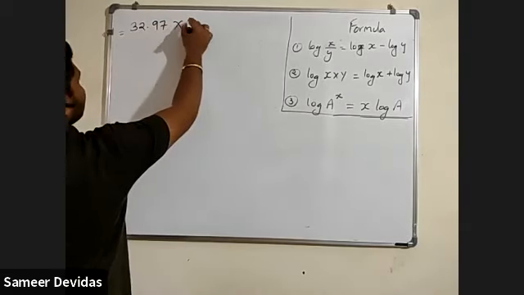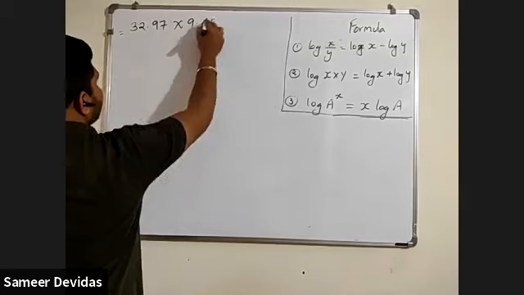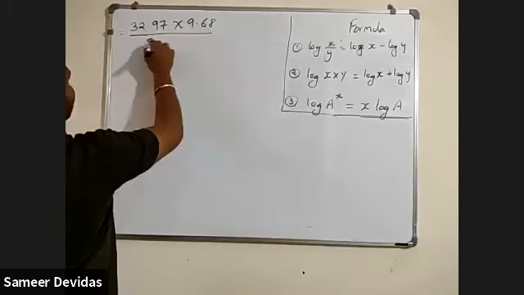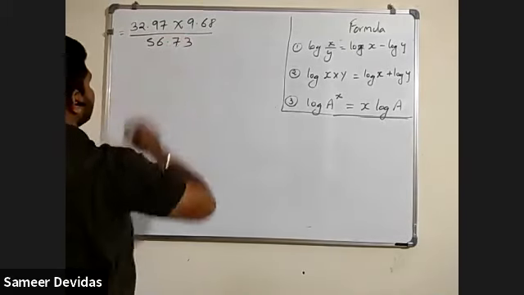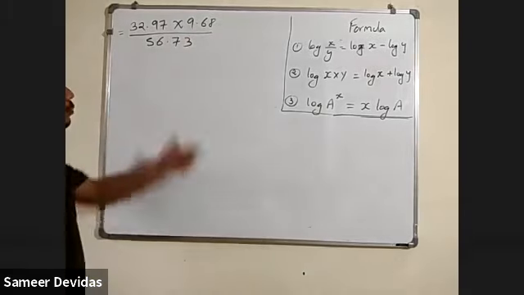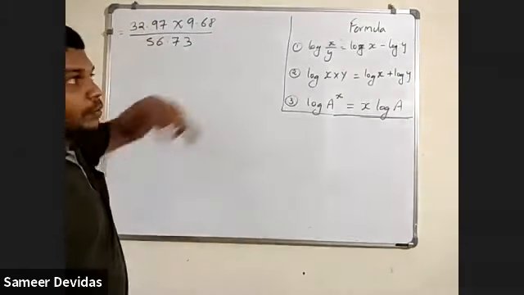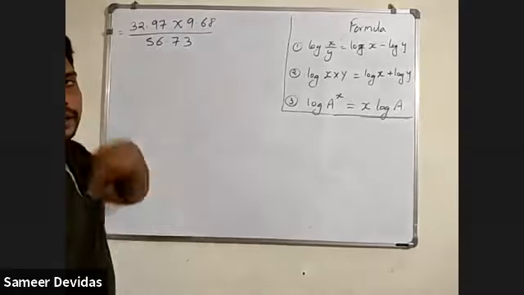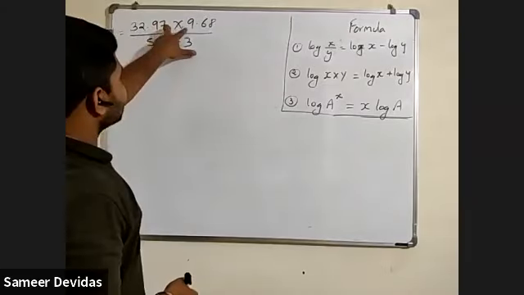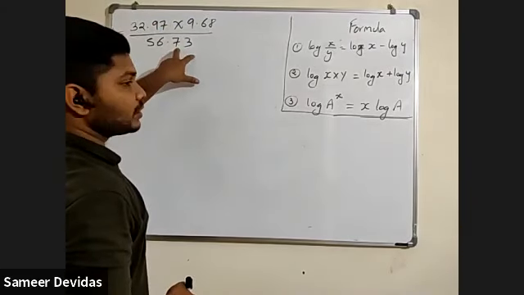32.97 into 9.68 divided by 56.73. Now, if you check it properly, which rule you are going to implement? First and second, because if you see here, there is multiplication in this and there is a division in this.